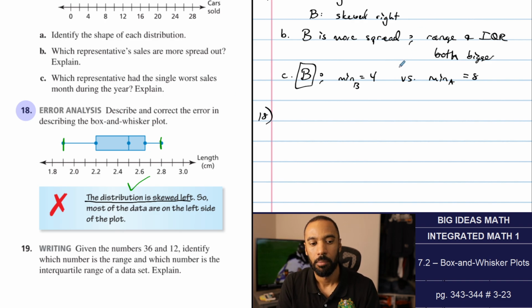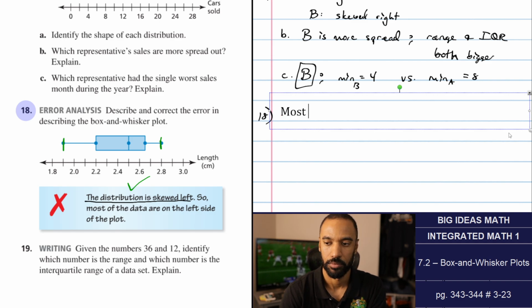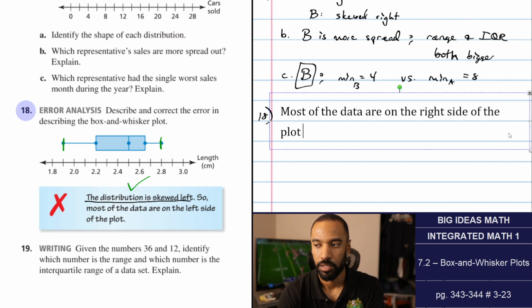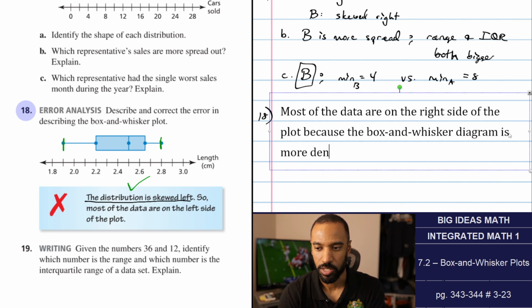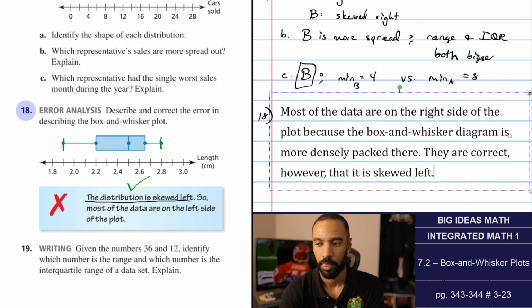So when they say most of the data are on the left side of the plot, that's incorrect. Most of the data are on the right side of the plot. Now, that does make it skewed left, because the box and whisker diagram is more densely packed on the right side. They are correct, however, that it is skewed left. Okay.